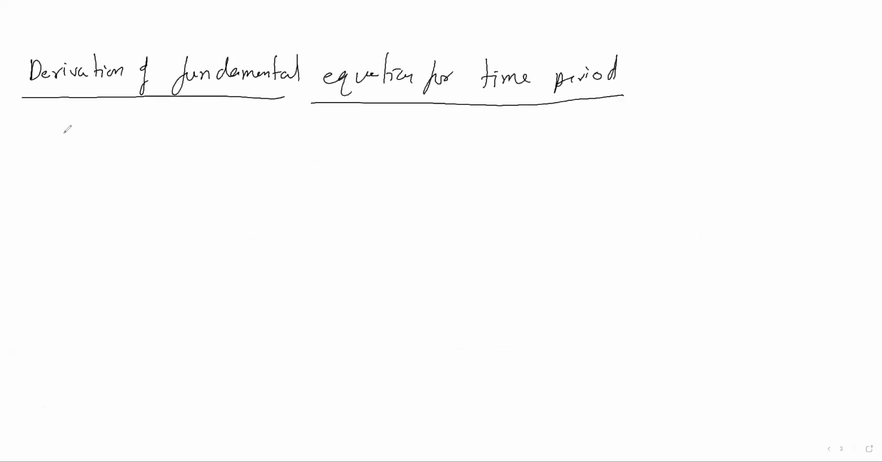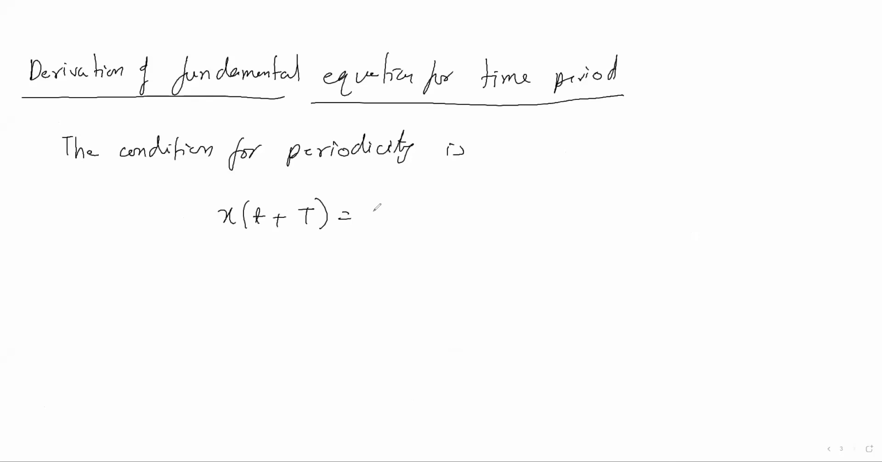So we already know the condition for periodicity of a signal. What is the condition? We know that x of t plus capital T should be x of t. What is this capital T? This is the equation for the fundamental period, okay. So here T is nothing but fundamental, because m is 1. That's why this T, the time period, is nothing but the fundamental period.